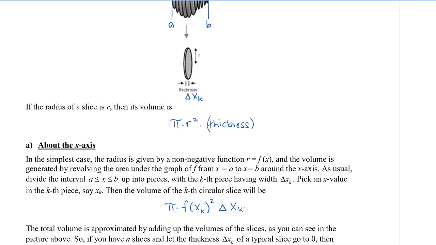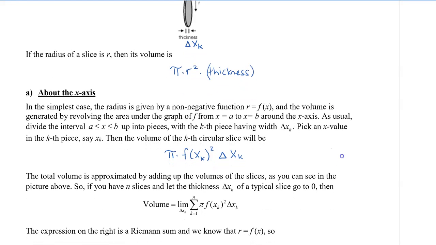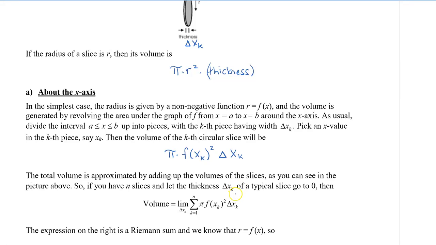Now, that's just for the one slice. So the total volume is approximated by adding up the volumes of all these individual slices, as you can see from this picture up here. Now, if you have n slices, and we let the thickness delta x sub k of a typical slice go to 0, then the volume equals this limit, from k equals 1 to n, of pi times f of x sub k squared times delta x. This is the area of our circle, and this whole part here is the volume of one slice. So if we sum up all of these slices, taking the limit as delta x k goes to 0, and I forgot to write that in here, so this should have an arrow going to 0, then we get this volume here.